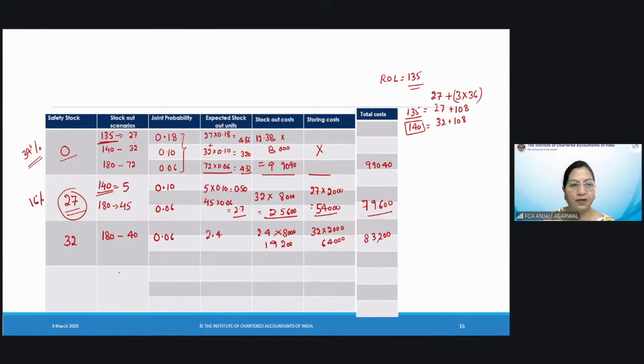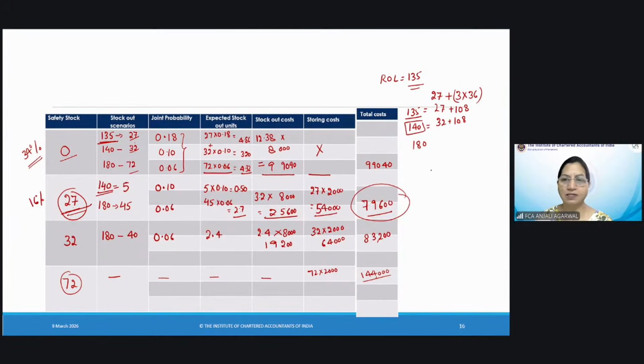Last scenario, if we keep a safety stock of complete 72 units. So your next level of stocks will come from here, 27, 32, and 72. There is no stock out situation at all. All you will do is carry 72 units, and 72 into 2,000 is 144. And your total cost would also be 1,44,000. Now see which one is the least here. So we should keep a safety stock of 27 units.